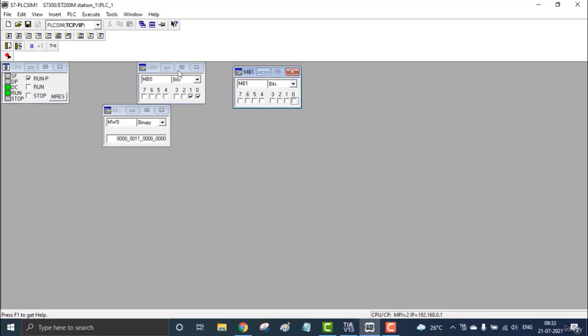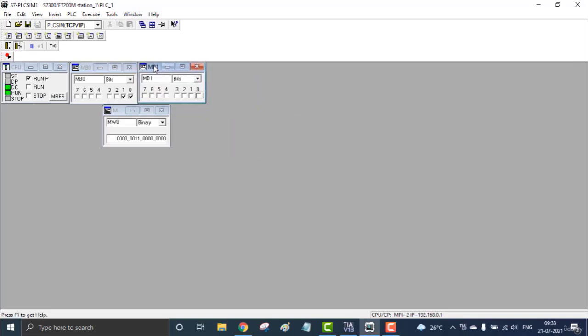Let me make it clear for you. The first byte, MB0, is here, and it's forming like this. Here you can see 1, 2, 3, 4, 5, 6. See, half of the memory word has been completed. And going to the next, 1, 2, 3, 4, 5, 6, 7, 8. All has been turned on. That means these 2 memory bytes combine to form the 16-bit memory word. That is the MW0.